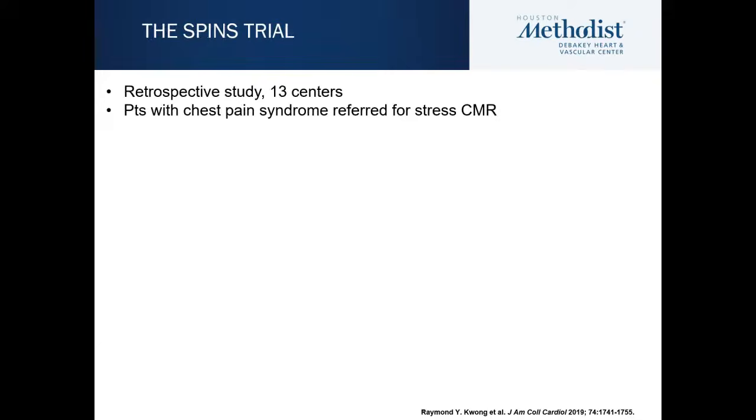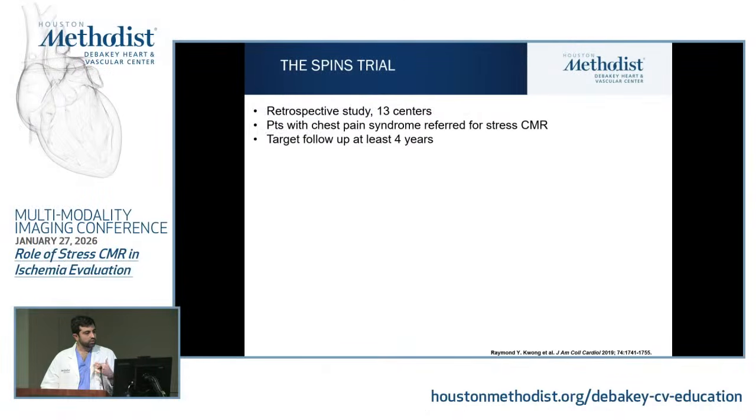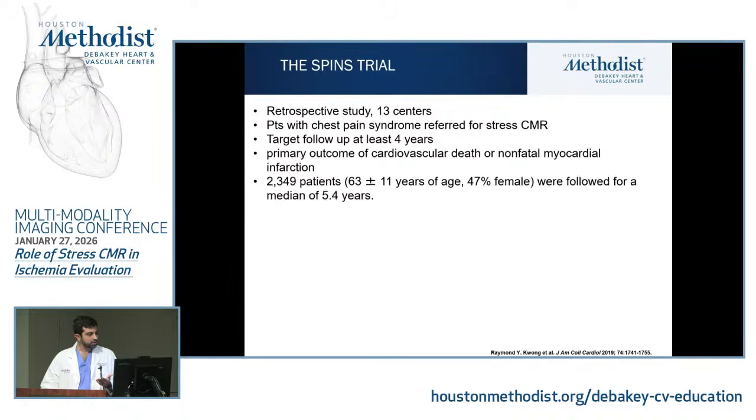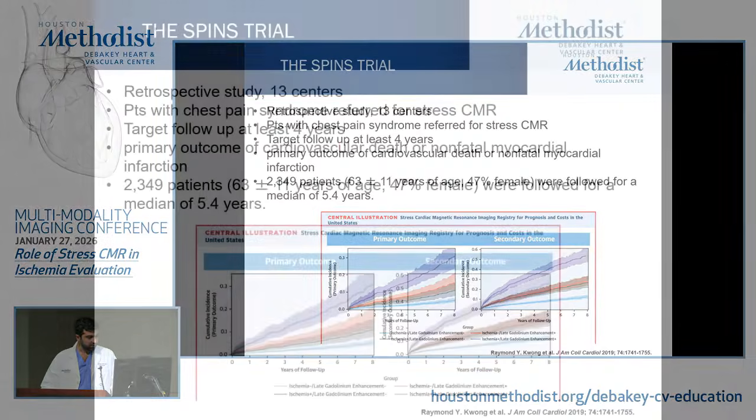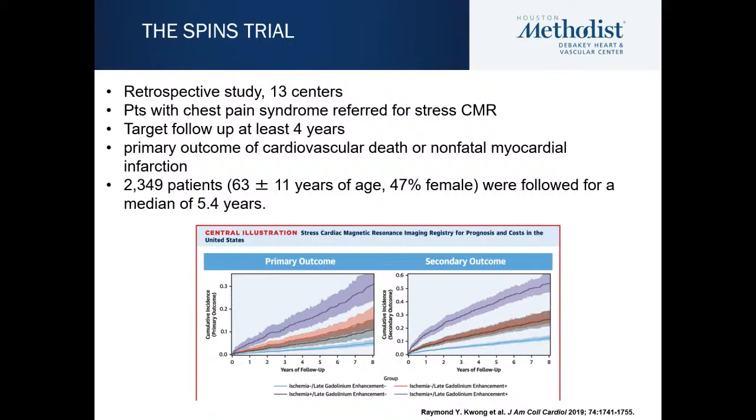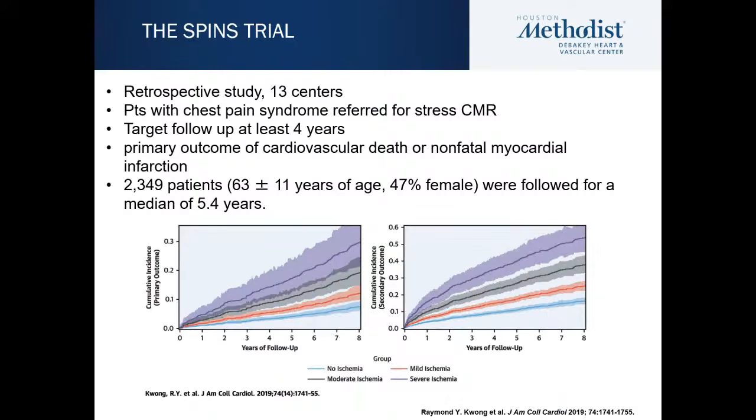The SPINS trial also looked into this, and it was a retrospective study. We were part of this already, actually. People with chest pain syndrome who underwent an MRI with decent follow-up and looked at the primary outcome of death or MI. Also was a large study with 2,000 patients, and it essentially shows the same thing where you have a graded association with the primary outcome as well as secondary outcomes of revascularization when it comes to absence of ischemia and absence of scar, the intermediate in-between grades, so you have scar but no ischemia. And then as you may suspect, the worst group was the people with scar plus ischemia, the purple here.